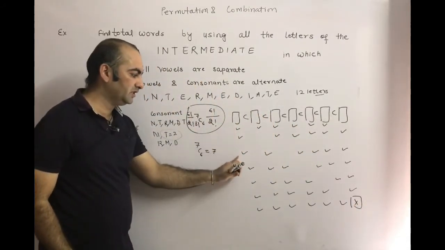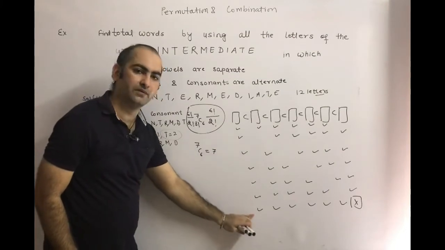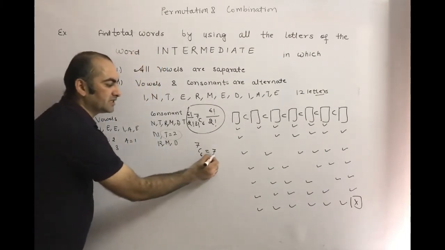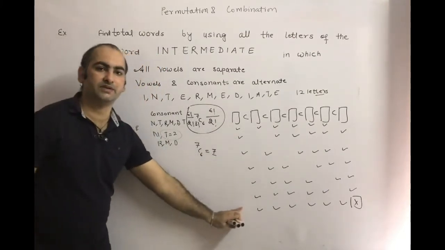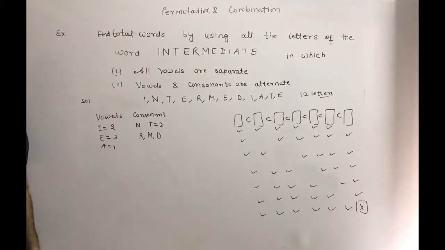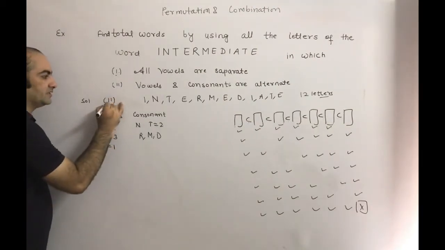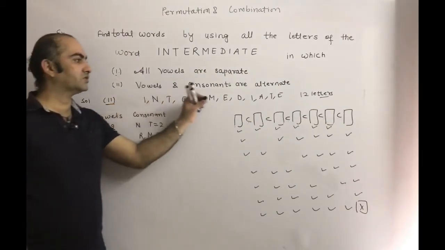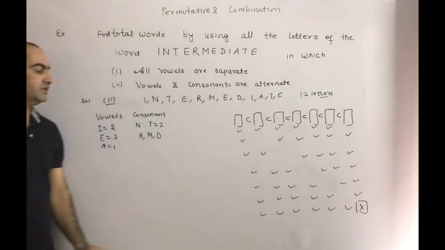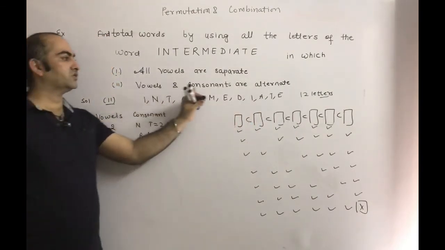1, 2, 3, 4, 5, 6, 7. So 7, 6, 6 is what? 7. There are 7 ways. Now we are solving the second part. The second part is vowels and consonants are alternate. Okay, so in the second part we want vowels and consonants to be alternate.